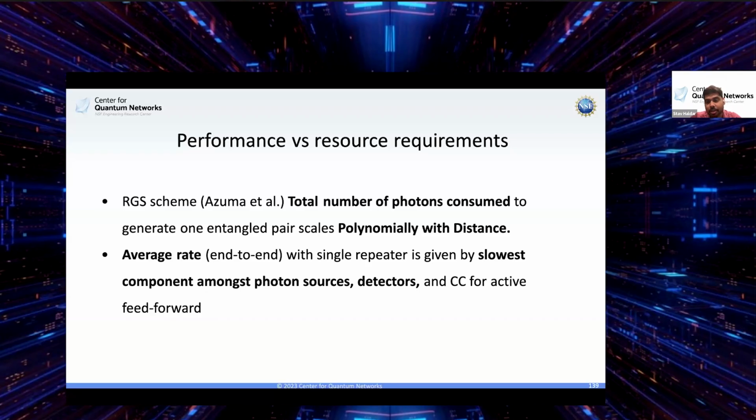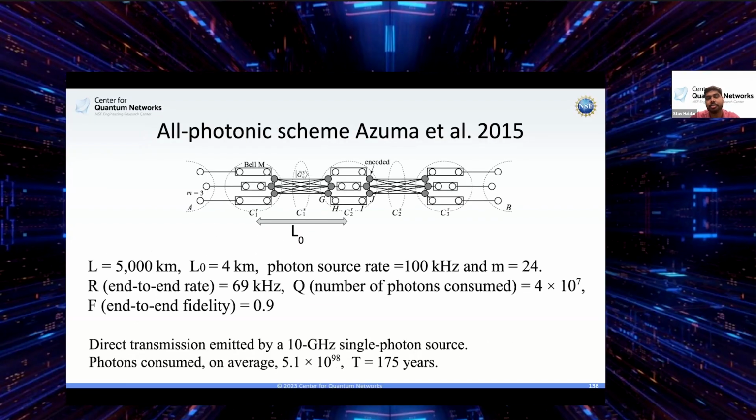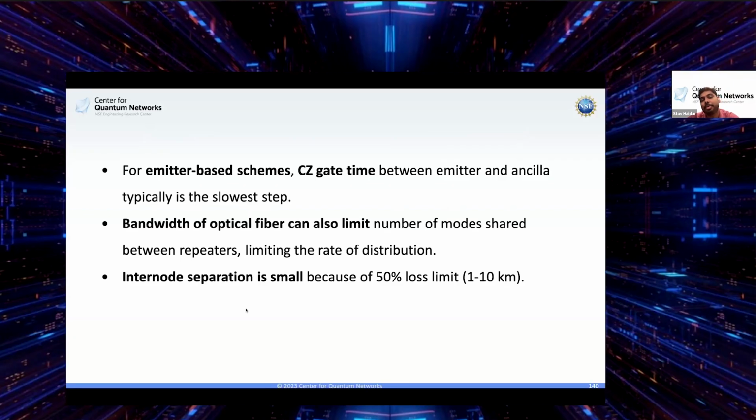And the average rate end to end, as we saw in this calculation, depends on the weakest factor, right? So if the repetition rate is the slowest factor, then that gives you an estimate of your rate. If it's the detectors that are slow, or the classical communication feed forward, remember even within the node you had to do some kind of classical communication. If that takes time, all of those things will determine your average rate. For emitter-based schemes, for example, the CZ gate that you have to do also takes time, and that sometimes becomes the slowest step.